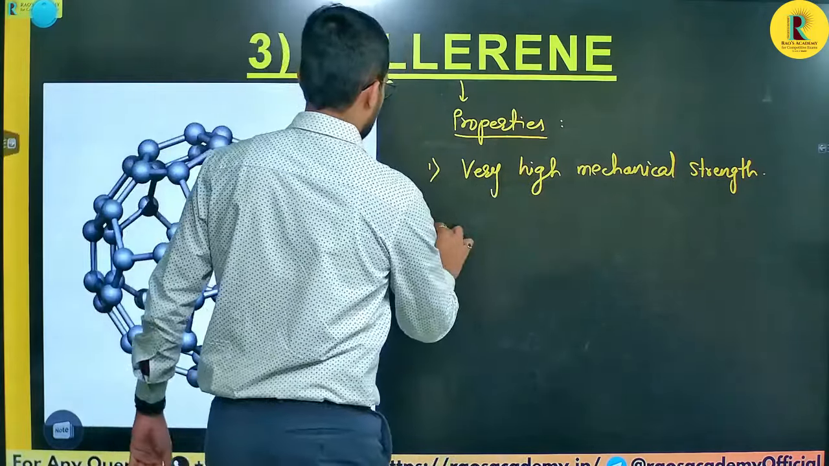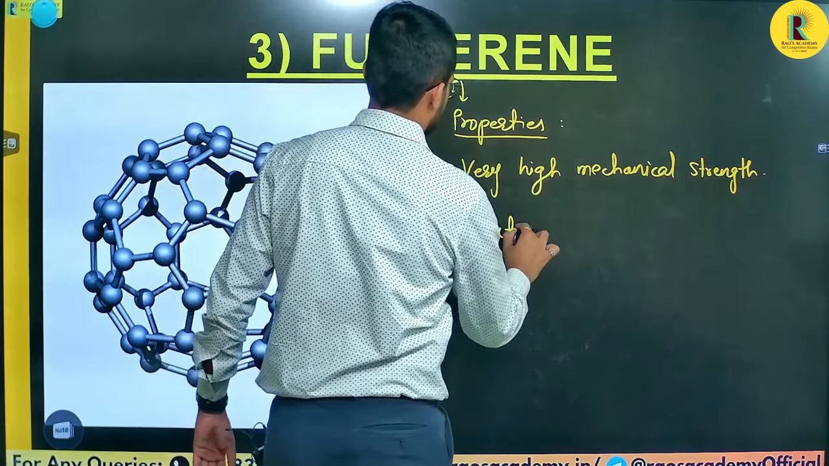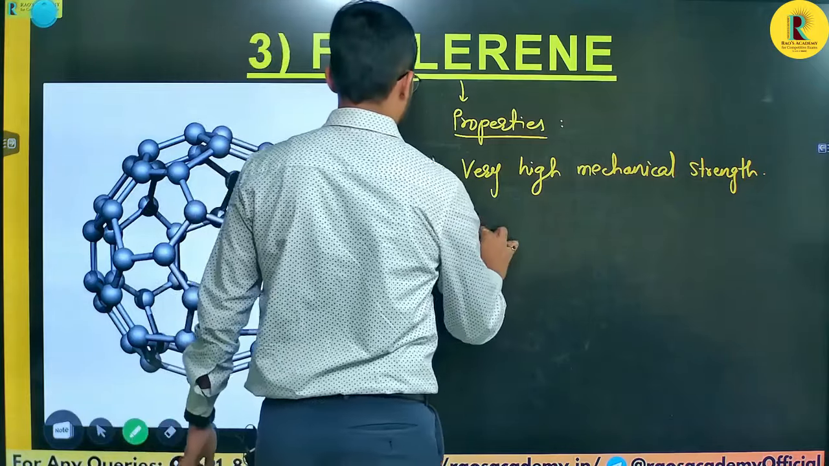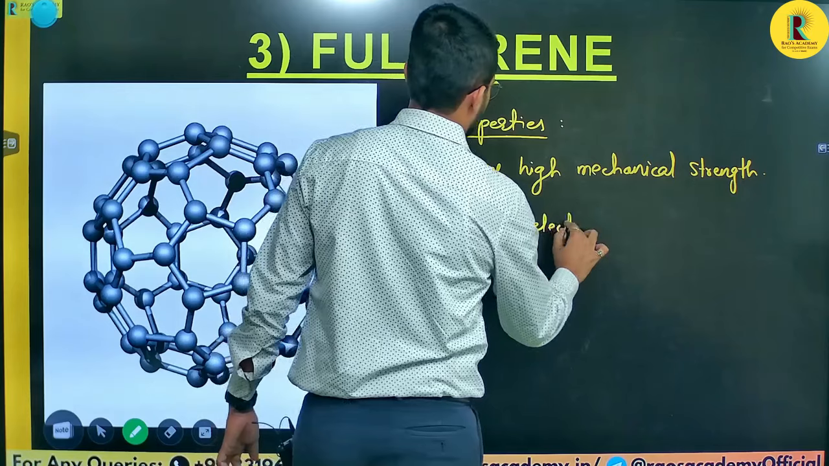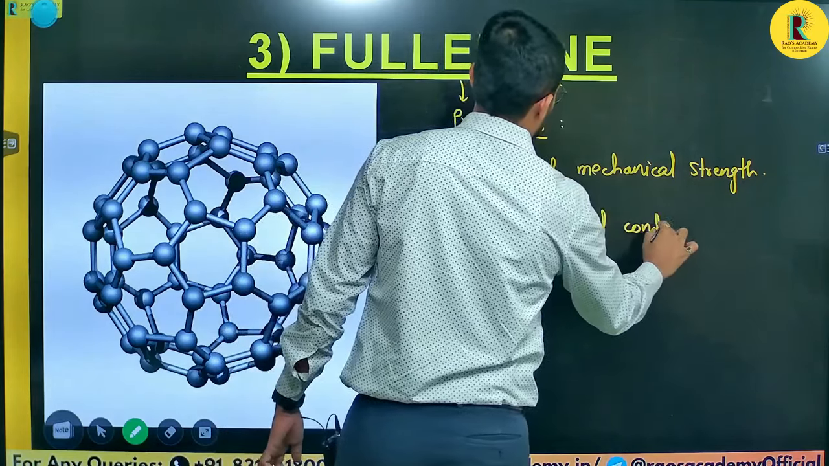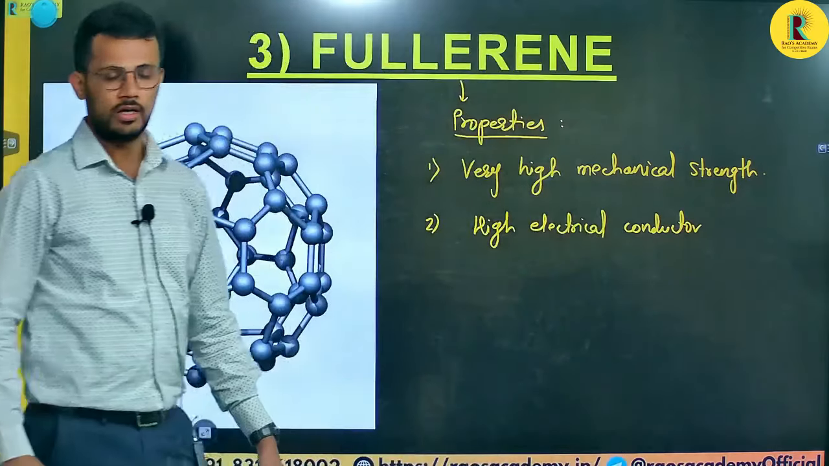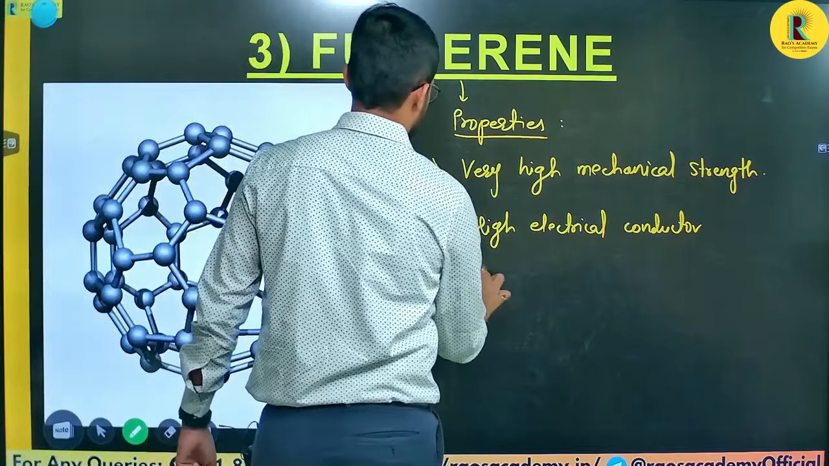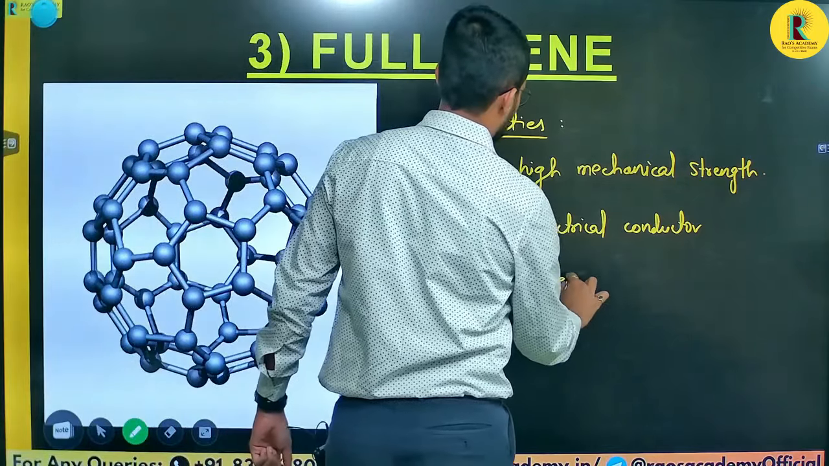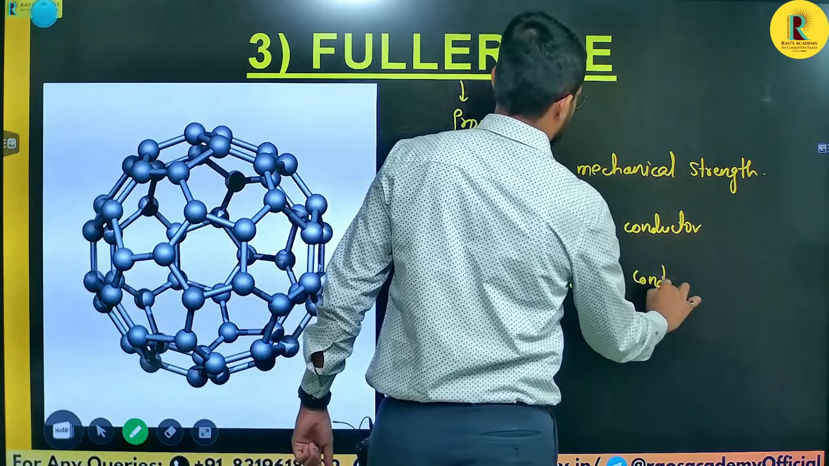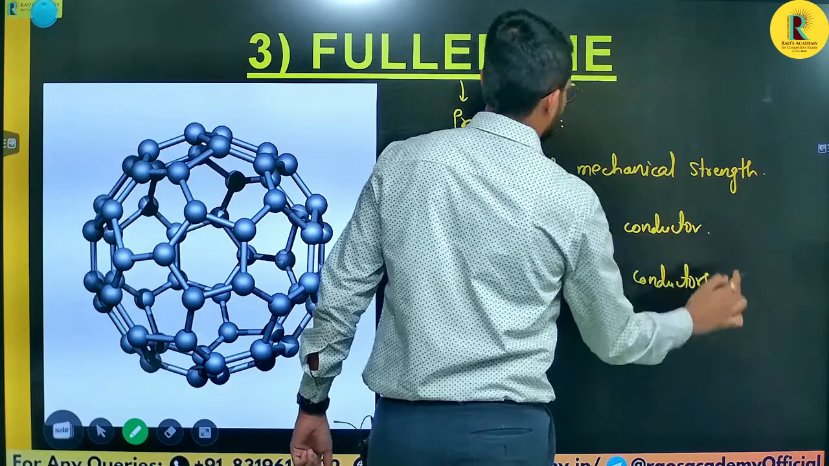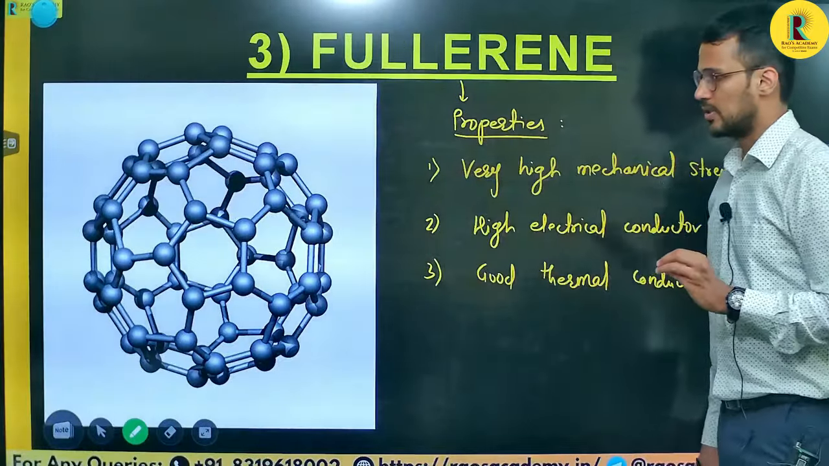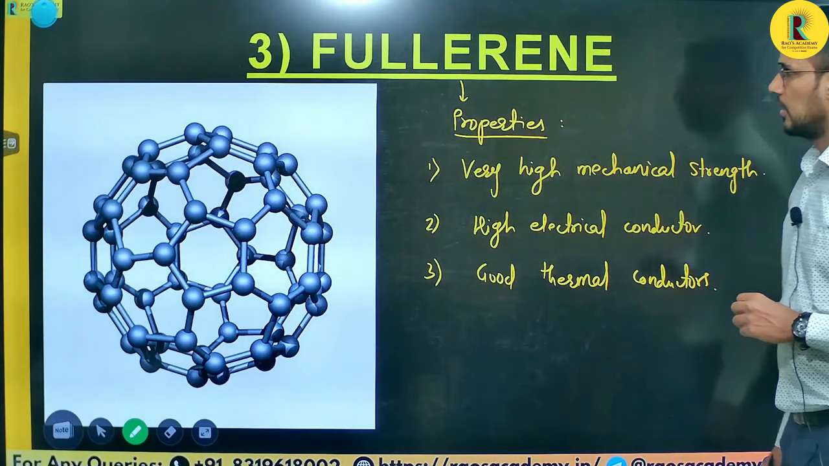Also, they have high electrical conductivity. They are highly electrical conductors. And also, they are good thermal conductors as well. Fine, so these are the properties exhibited by fullerenes. I hope this is clear to you. So this is the third nanostructure that we have, in the form of fullerenes.